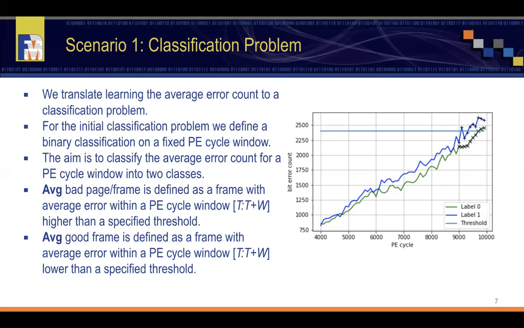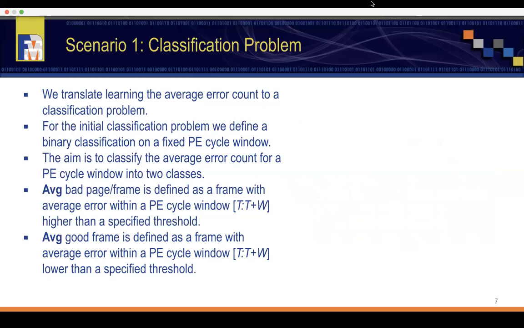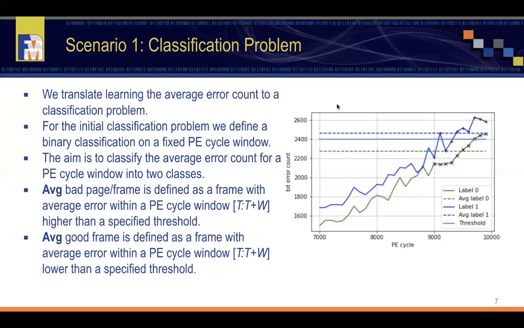Now, if we zoom in on the plot, we can observe that the green curve exceeds the threshold at some points, but the average error count is lower than the threshold, whereas the average error count of the blue curve is higher than the threshold, represented by the dashed blue lines.